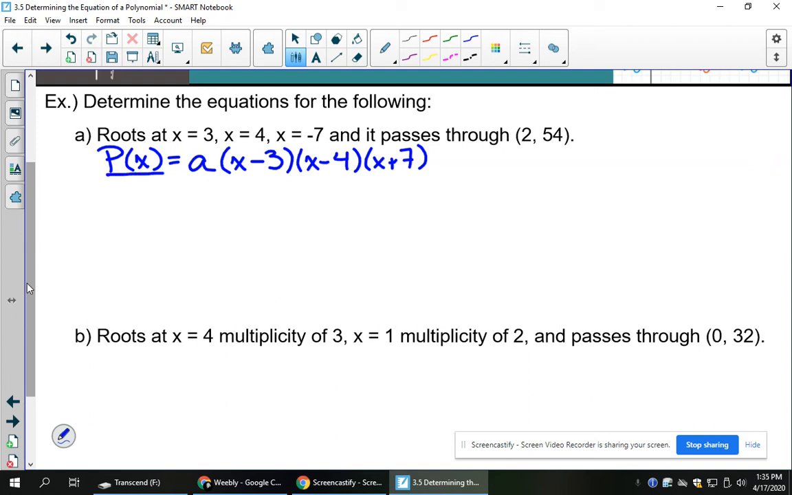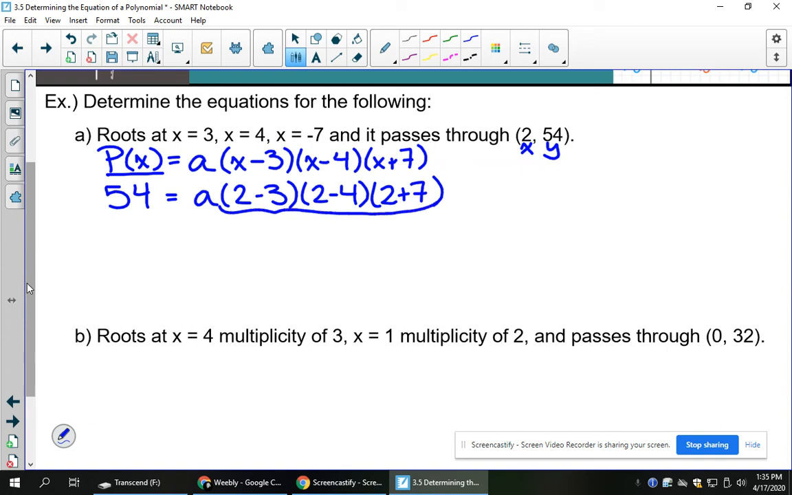Now this p of x, remember, is a fancy way of writing y. So I'm going to replace it with 54, which is a y value, and 2, which is the corresponding x value. Now, this whole part here, we could put in our calculator, but it's quite simple math if we do it in the right order. So I want us to do the brackets first.